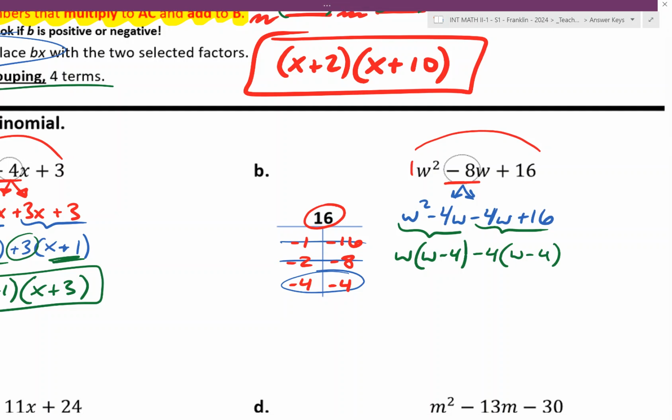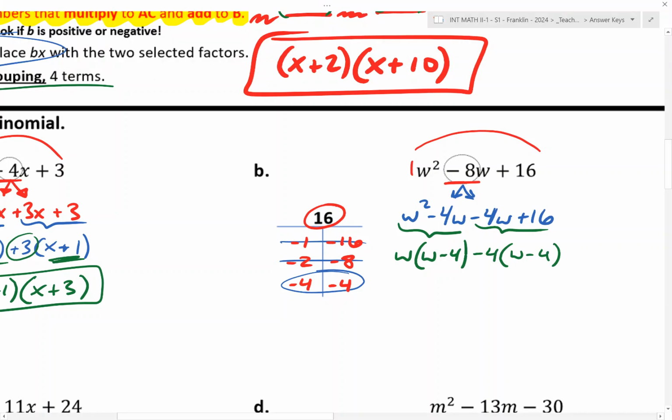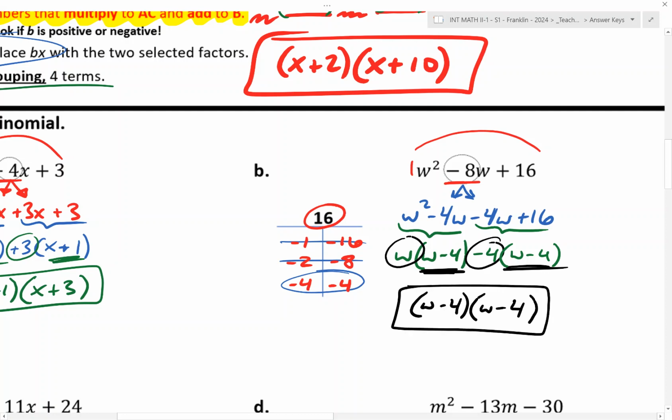Now for this one, our 2 terms here are w minus 4, and then the leftovers are also w minus 4. All right, so this is just w minus 4 squared, or you can leave it like this as well.